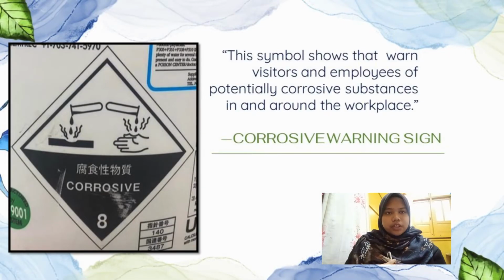Another sign that we found in the hatchery is the corrosive warning sign. The corrosive warning sign is used to warn the visitor or the employee about the corrosive substances in and around the workplace. The bony hand symbol means that the product is corrosive. Corrosive product will burn our skin if we touch it, or our throat or stomach if we swallow it. In short, we should store the corrosive substances in a separate storage area away from other materials, processing areas, and handling areas.